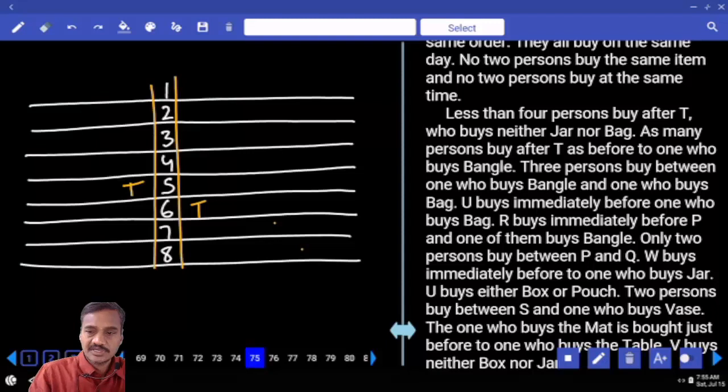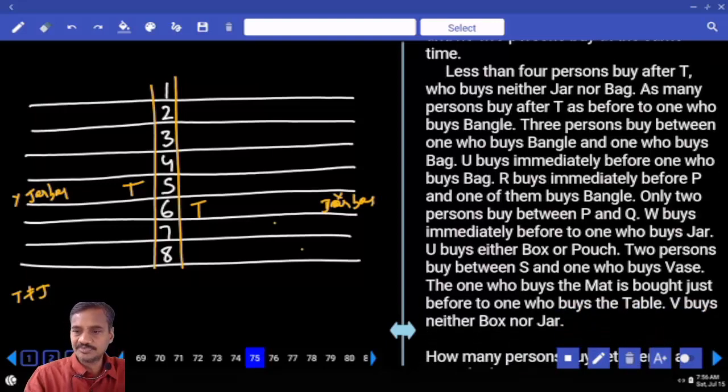The next one, T who buys neither jar nor bag. Now T is neither jar nor a bag. T neither jar nor a bag. Isn't it? And again it is T neither jar nor bag.